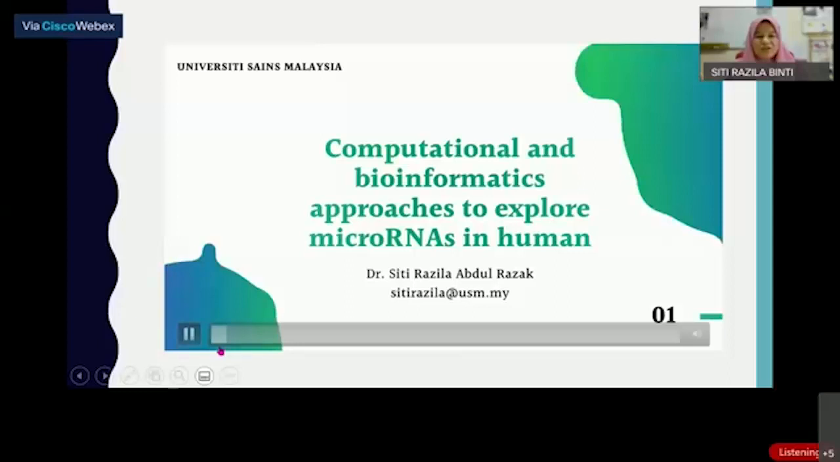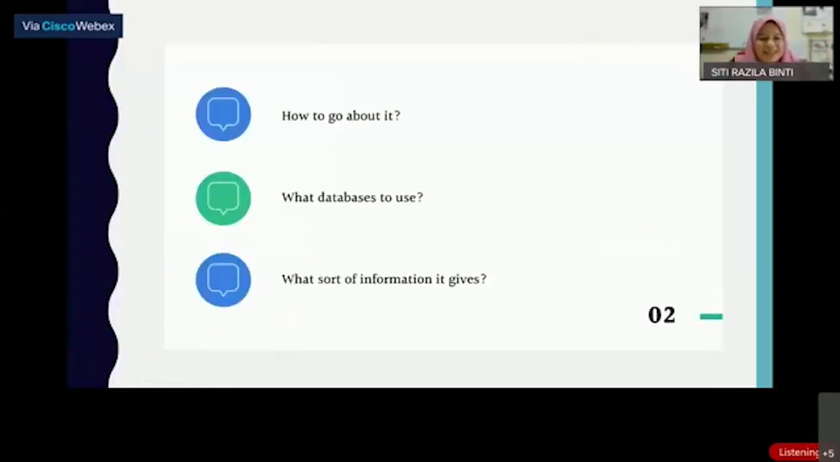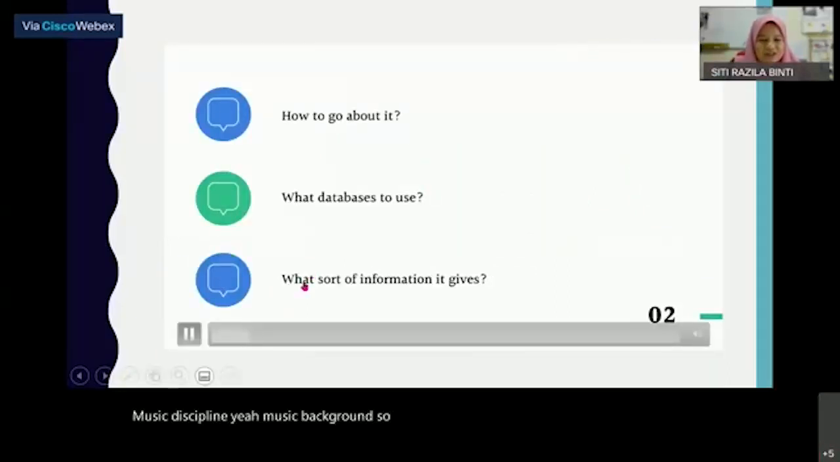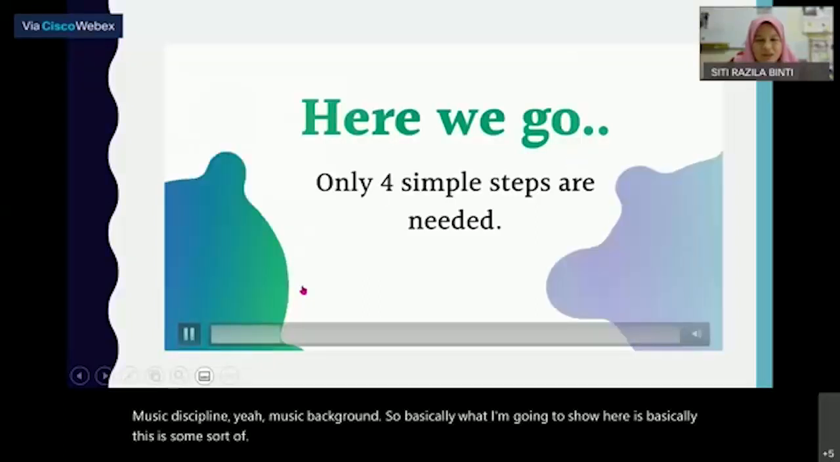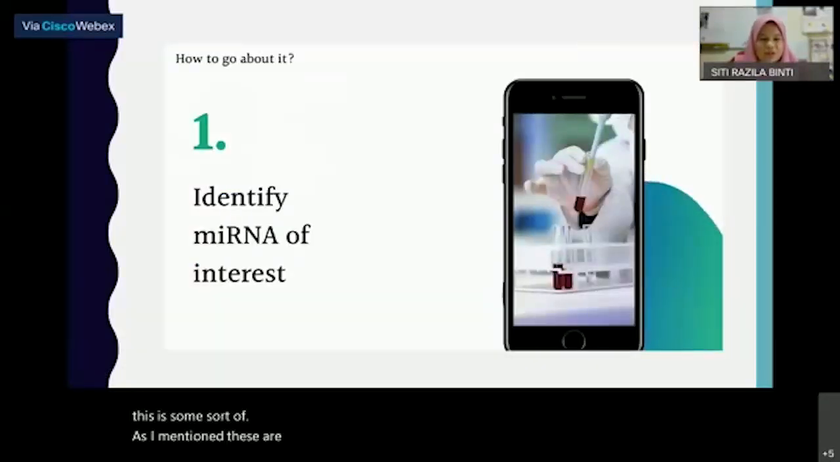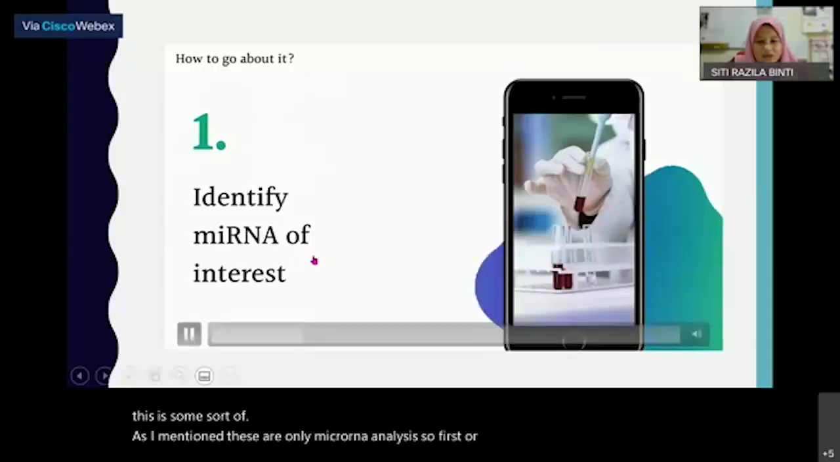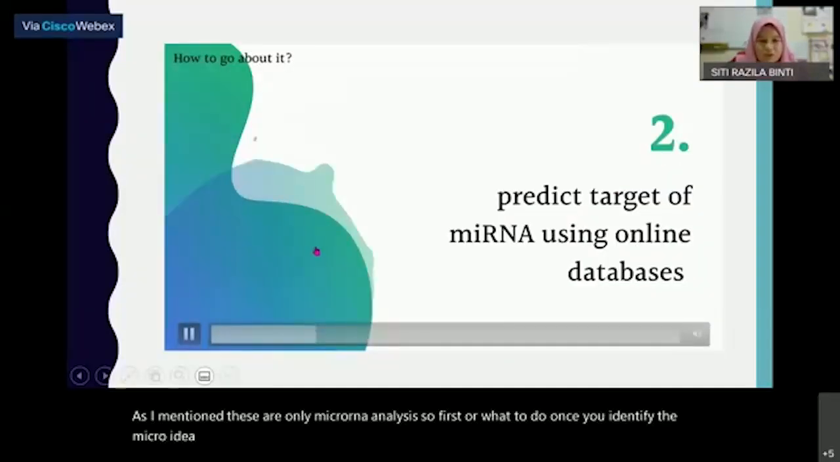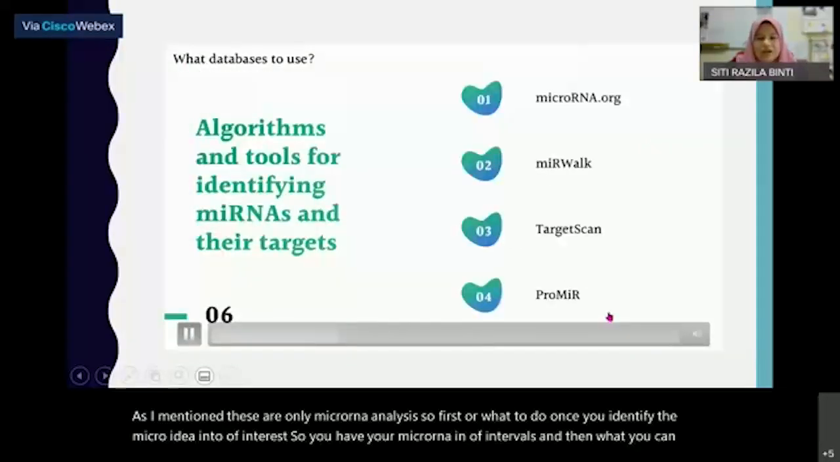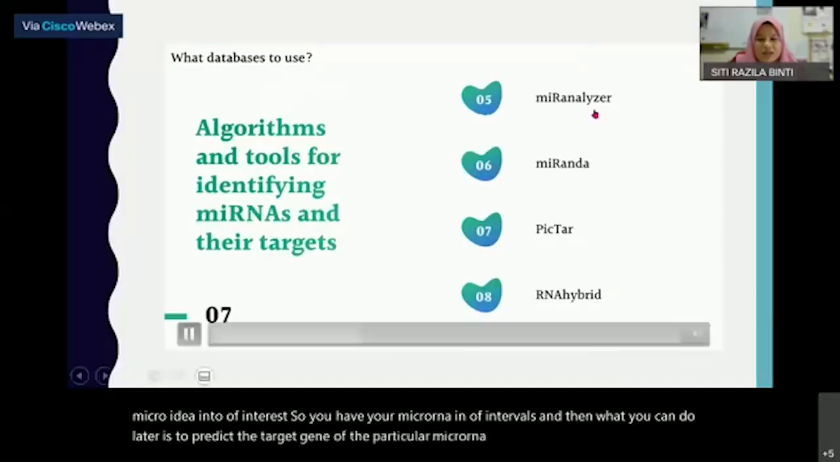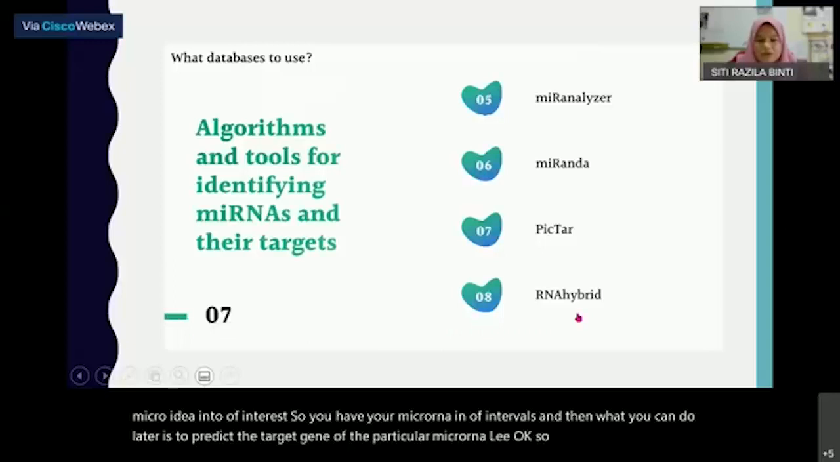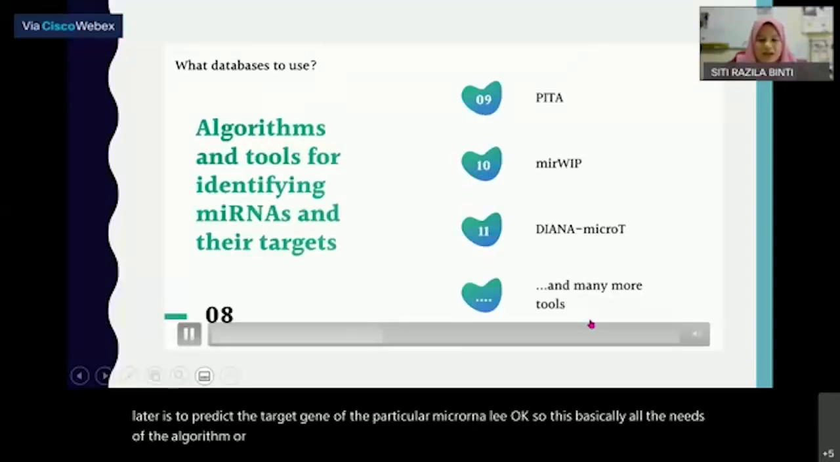The music is actually just background music. Okay, so basically what I'm going to show here is, as I mentioned, a teaser on the microRNA analysis. So first, what to do once you identify the microRNA of interest. You have your microRNA of interest, and then what you can do later is to predict the target gene of the particular microRNA.